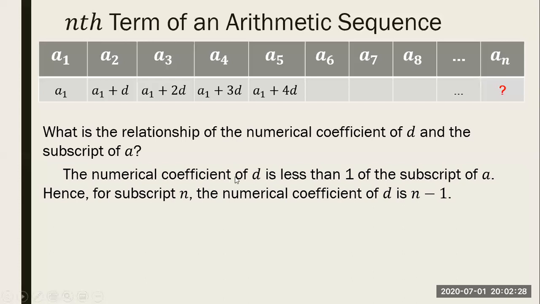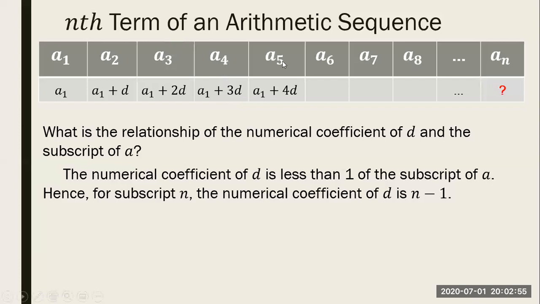Okay, so the numerical coefficient of d is less than 1 of the subscript of a. Hence, for subscript n, the numerical coefficient of d is n minus 1. Ano ibig sabihin nito? Yung numerical coefficient daw ng d ay palagi nababawasan ng isa sa number or the subscript ng letter a.